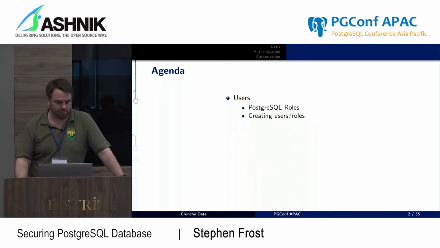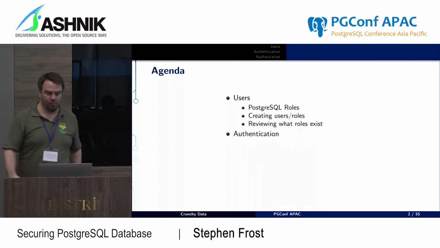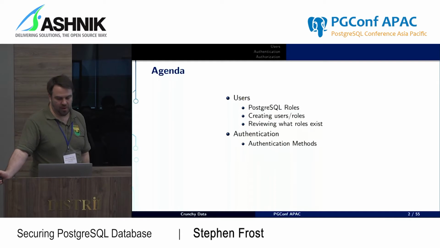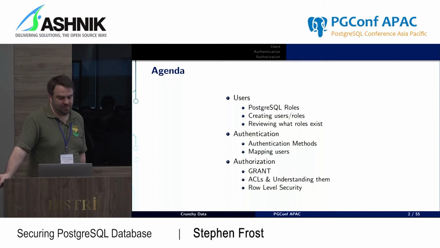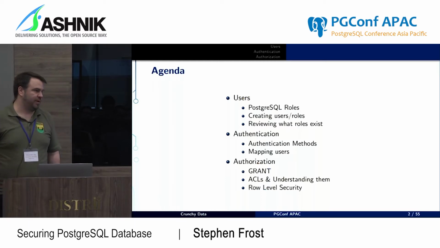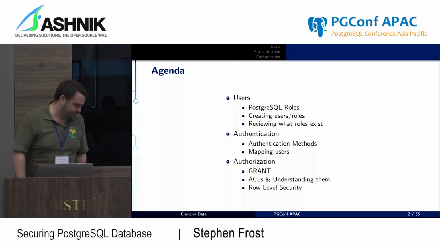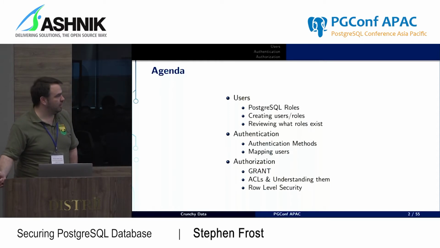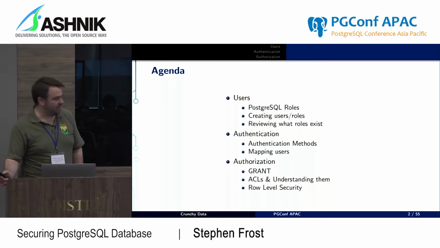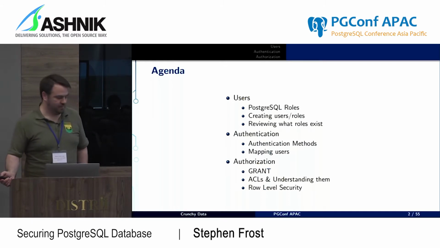So we'll talk about users, Postgres roles, and creating and reviewing what exists. Talk about authentication, the different methods that are available, and some information about how you can do what's called mapping users. And then we'll go over the grant system, the ACLs, and a little bit about row-level security as well. So that's the plan for this talk. As mentioned, it's cut down from a much longer training, so I'm going to be moving a little bit quickly because I've got 55 slides and 50 minutes.